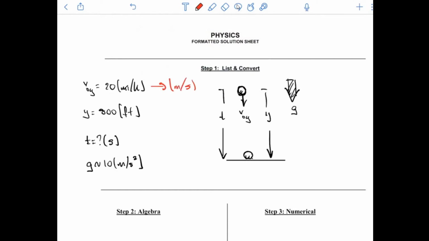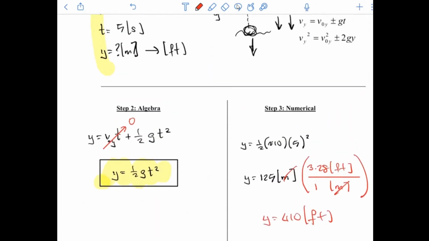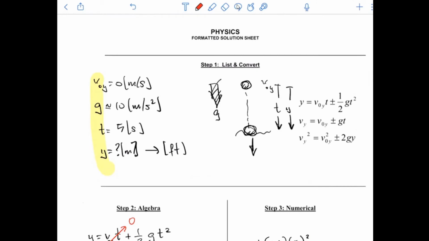So this is in terms of meters per second, and this is converted to meters, right? Let's make the assumption that you did the conversion. Step number 2: this step is algebra. Now we have to make a decision as to which formula to use.